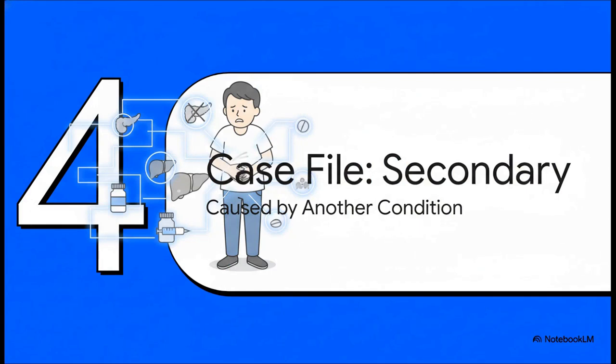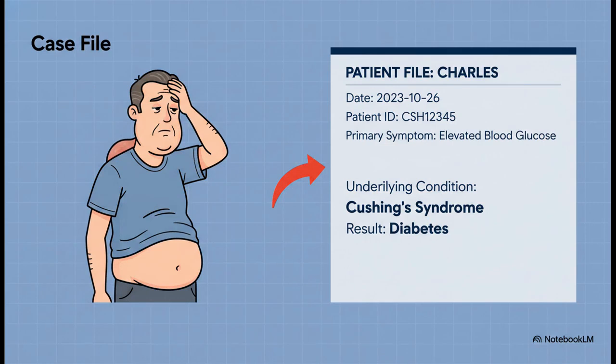Okay, let's move on to a category that can be a little tricky, secondary diabetes. In these situations, diabetes isn't the primary issue. Instead, it's a direct consequence of something else going on in the body. Let's take a look at Charles. His chart clearly says that he has diabetes because of his Cushing syndrome. So, how in the world do we code that?